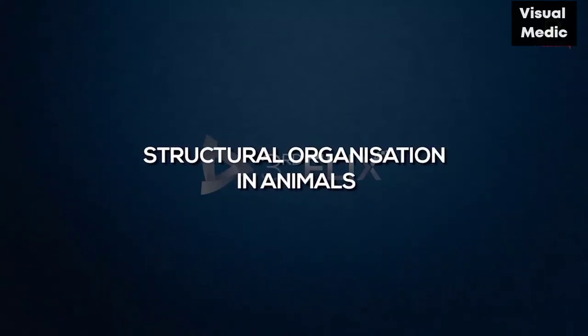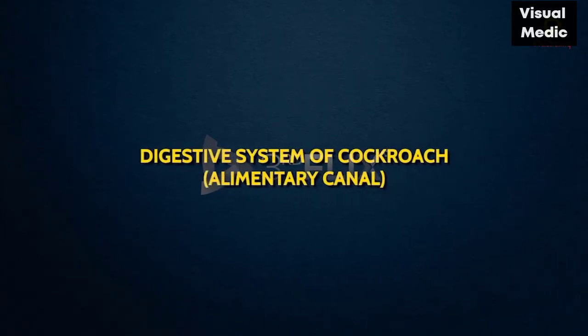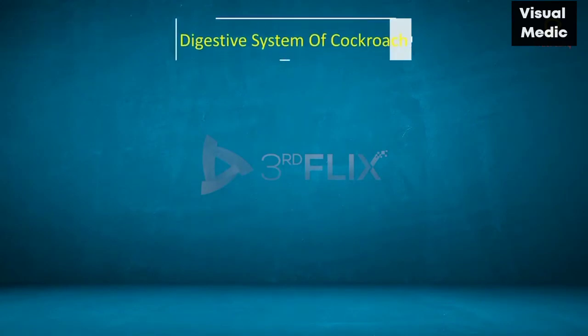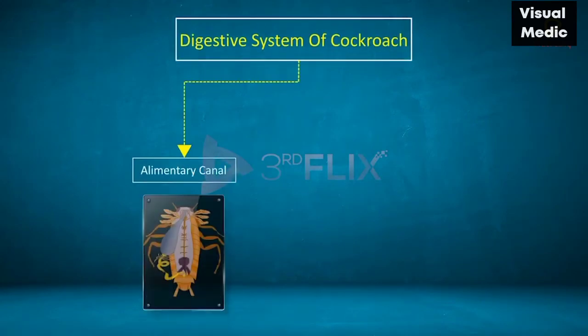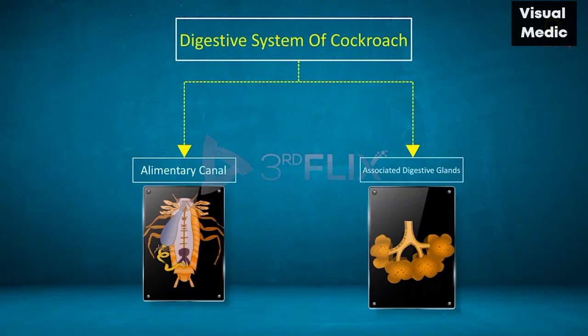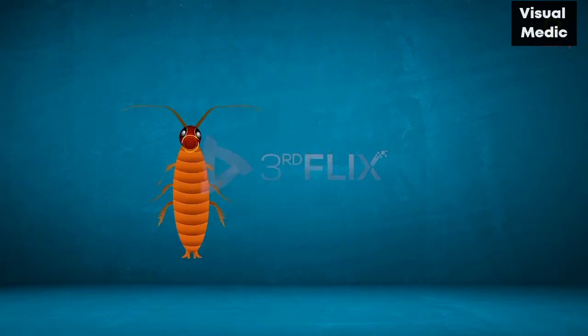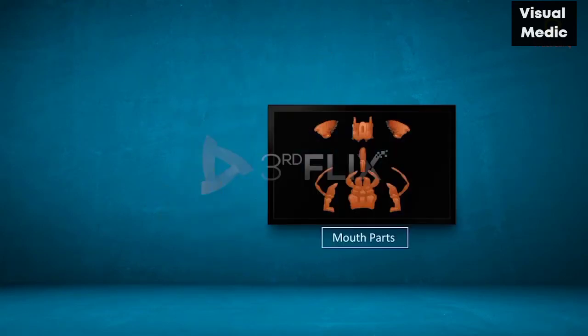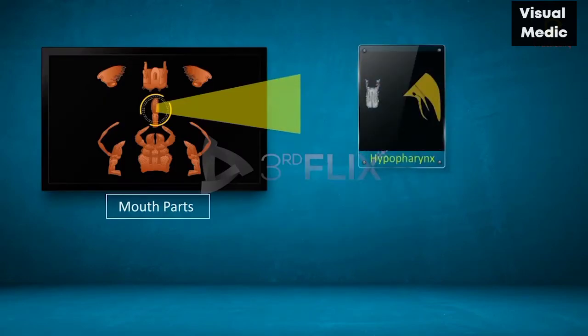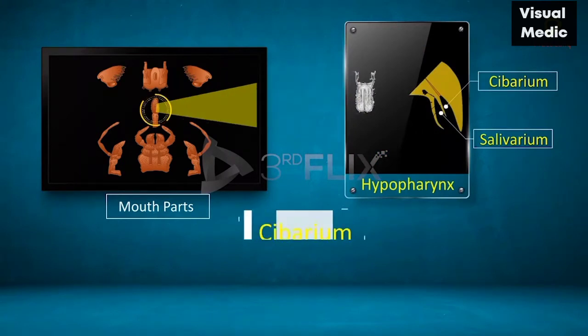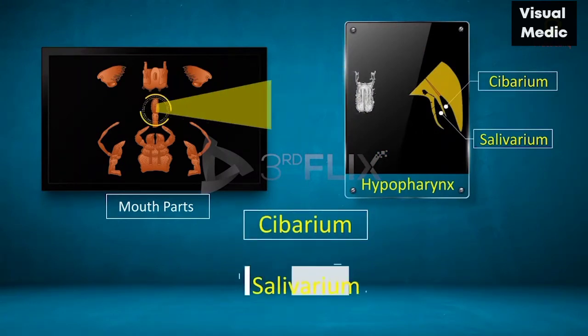Structural organization in animals. Digestive system of cockroach, alimentary canal. The digestive system of cockroach consists of the alimentary canal and the associated digestive glands. The preoral cavity is present in front of the mouth. It is surrounded by the mouth parts. The hypopharynx divides the preoral cavity into two chambers, namely the anterior cibarium and the posterior salivarium.